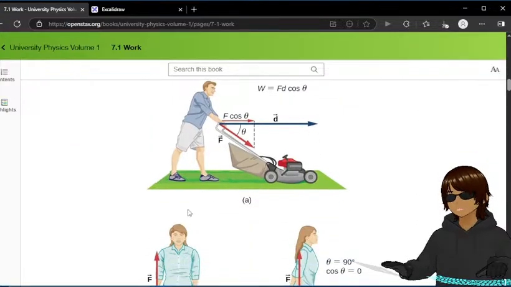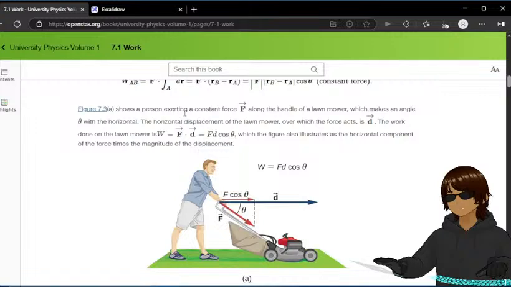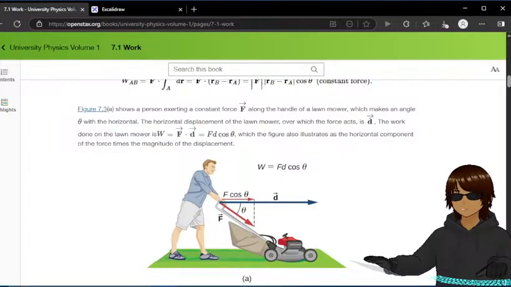Figure 7.3a shows a person exerting a constant force F along the handle of a lawnmower, which makes an angle theta with the horizontal. The horizontal displacement of the lawnmower over which the force acts is d. What if the velocity is constant because the friction and the force this guy is pushing with cancel out, so the velocity of the lawnmower is constant?